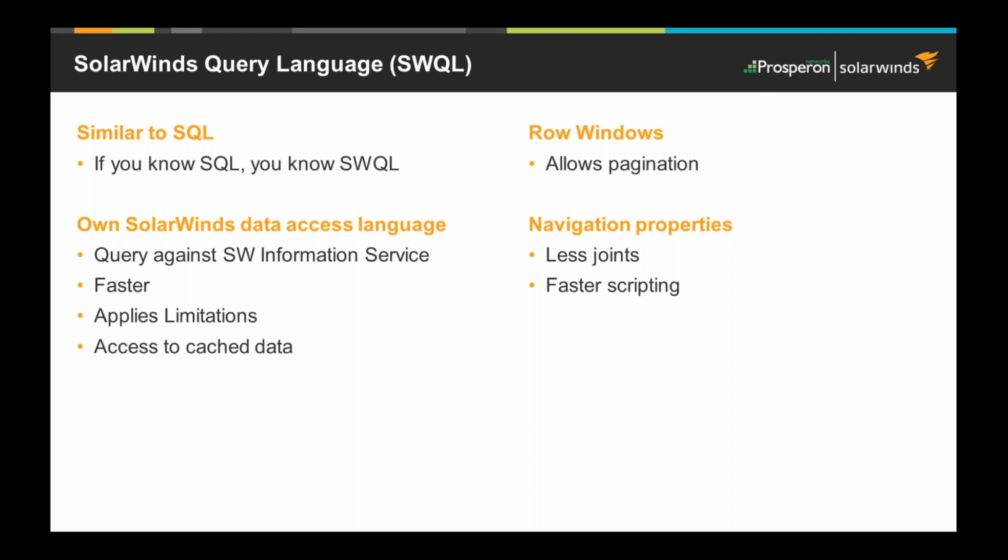Also, another one of the features that we have here is that it applies limitation, meaning that if you have any account limitation or any view limitation, those limitations will be applied where you have the custom SQL code applied. Also it has other features like allowing pagination, so it means rows per page. But another of the main features that we're going to use here is the navigation property. It requires fewer joins because of these navigation properties, meaning that we can create the queries much faster than if we were using normal SQL.